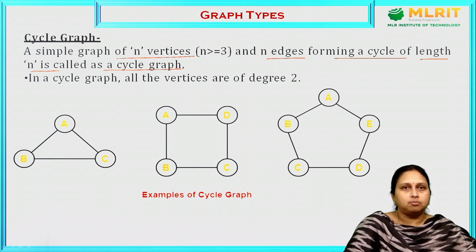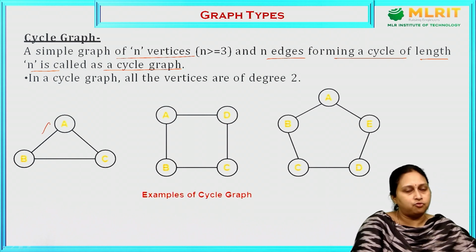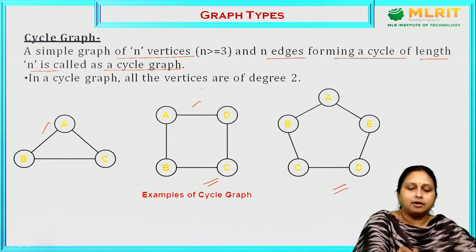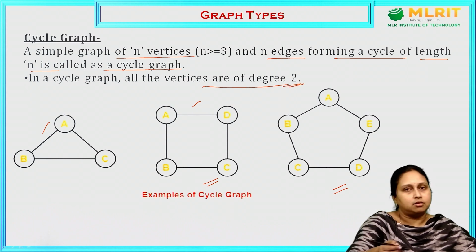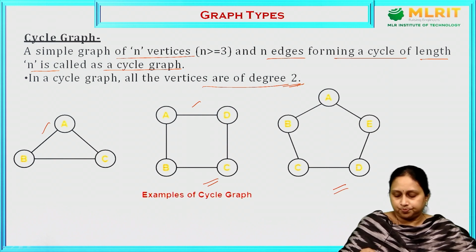With 3 vertices this is a cycle graph that I can form, with 4 vertices this is a cycle graph I can form, and with 5 vertices, just like a pentagon, you can see, right? And for all these, the degree of the vertices is 2. If it is an undirected graph, you can remember that the degree of every vertex will be 2.